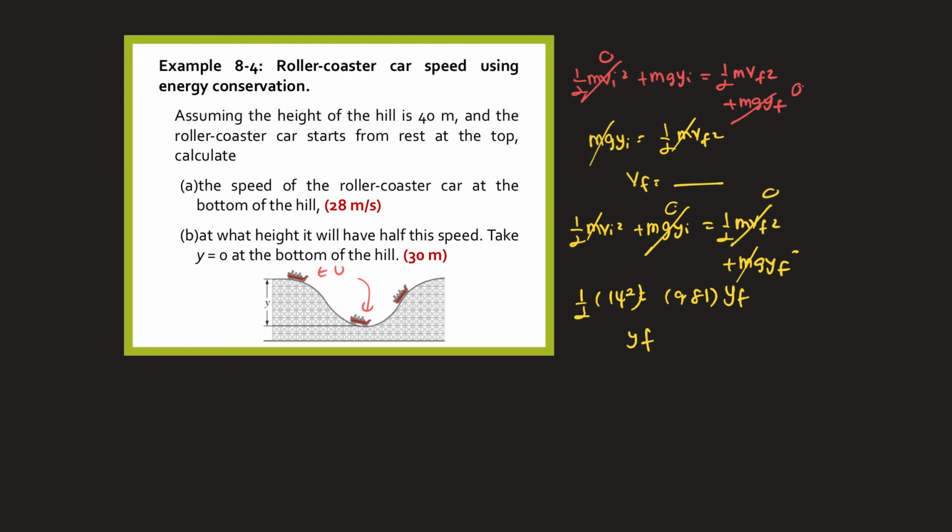So you are going to get your height as 10 meters at this part. But the question asks you to find at what height from the bottom. So the height is 40 meters, and you are going to reach y final at 10 meters, so you need to put 40 minus 10. The point that you reach with half of the speed is going to be 30 meters from the bottom.